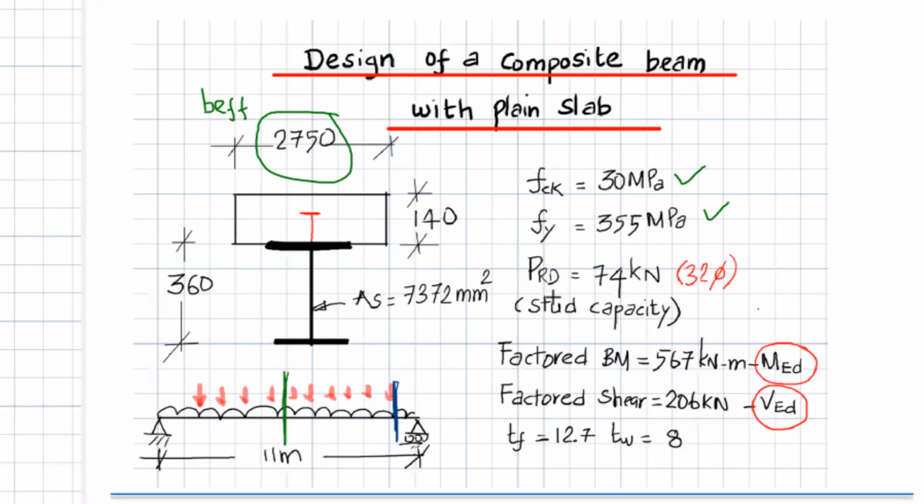Now my concrete is 30 MPa, my steel is 355. The design resistance, the capacity of a single shear stud, is 74 with a 32 dia, which is the stud capacity. I have given you the factored bending moment and factored shear. Thickness of the flange and everything, all data is here. Now, both of them are acting together because I provide enough.